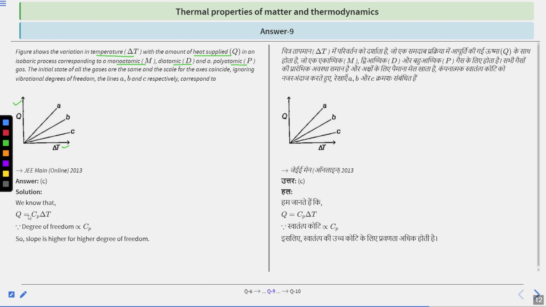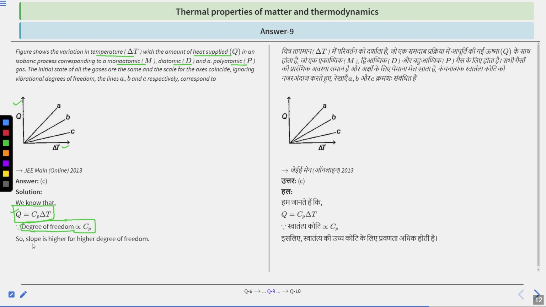Clear? So we know Q is equal to Cp delta T, where Q is the heat, Cp is the specific heat capacity at constant pressure, and delta T is the variation in temperature, or we can say change in temperature. Clear? So the degree of freedom is directly proportional to Cp. This relation is most important to solve this question. Degree of freedom is directly proportional to Cp, where Cp is the specific heat capacity at constant pressure.